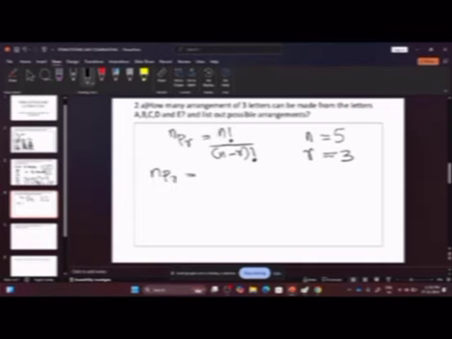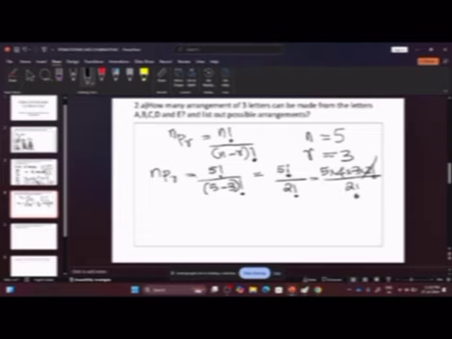NPR equal to what? 5 factorial by 5 minus 3 factorial. Very good. That is equal to 5 factorial by 2 factorial. Now, how can we replace that 5 factorial so that we can cancel 2 factorial? We can write 5 into 4 into 3 into 2 factorial by 2 factorial. And we can easily cancel those 2 factorial, right? So, what value did we get? We got 60.